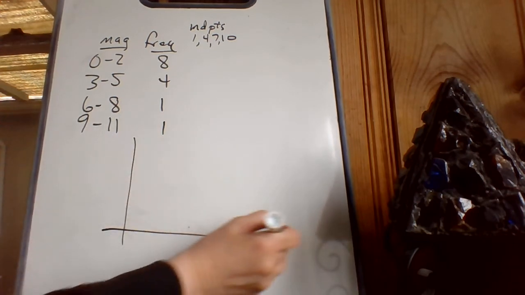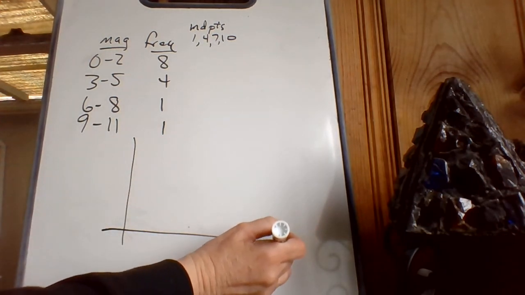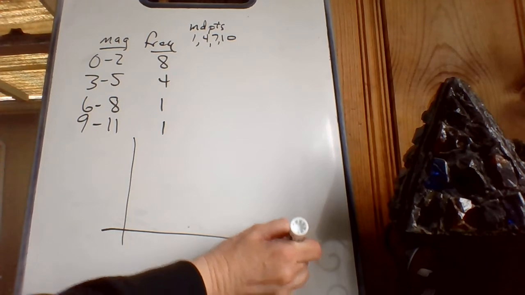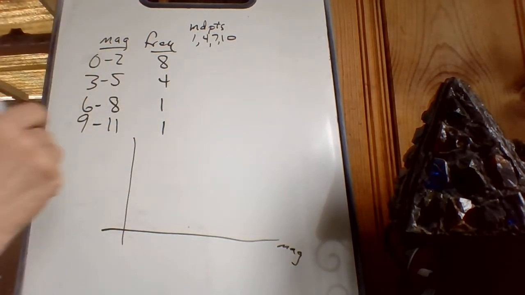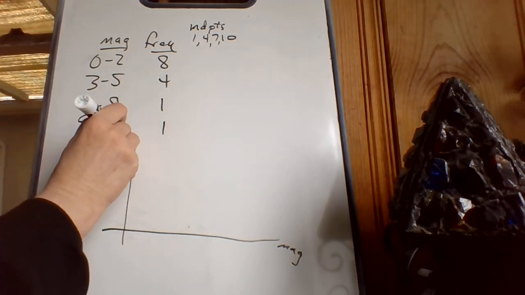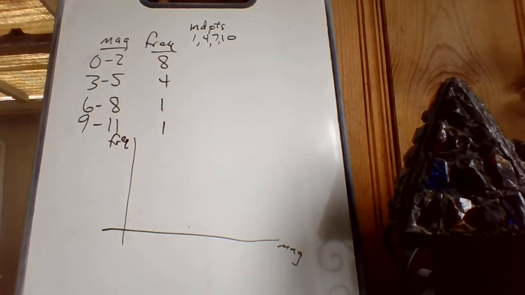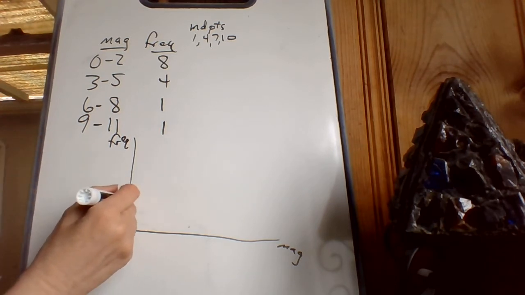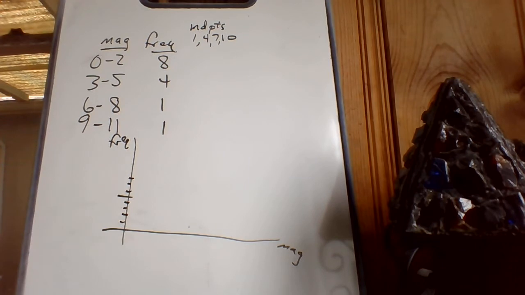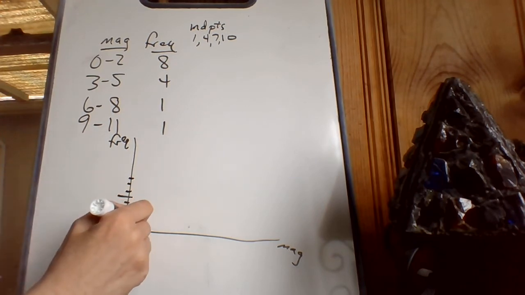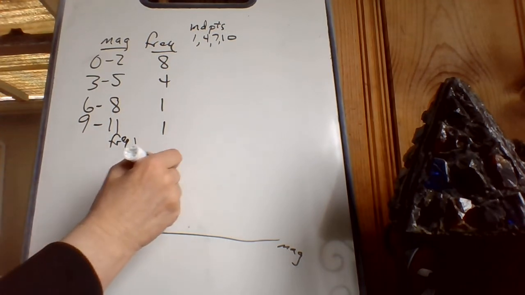So I draw an X and Y axis, and then I'll write magazines right here. That's going to be my X-axis. And frequency right here. That's going to be the height of my bars. And I've already figured out there's going to be 4 bars, and the highest bar is going to be 8. So that's going to be the height of my tallest bar right there.